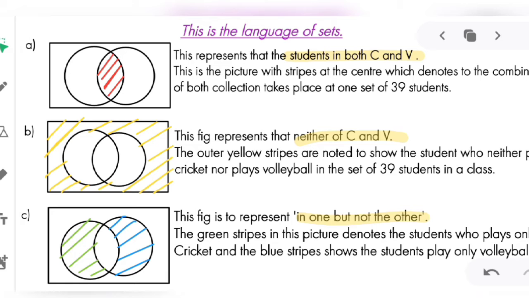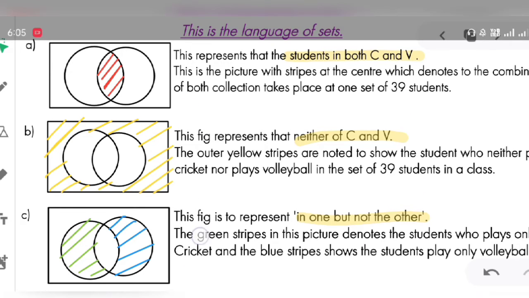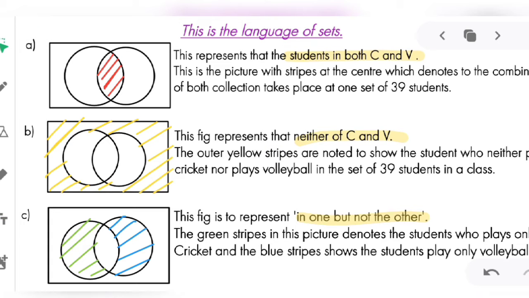This area is used to denote the objects which are not in these collections. And also this green side area, not this blue side, only this green side area is used to denote only the objects in that collection. This blue area denotes only the objects in this specific collection. So let's see an example for describing these Venn diagrams. These diagrams are generally called Venn diagrams in set language.